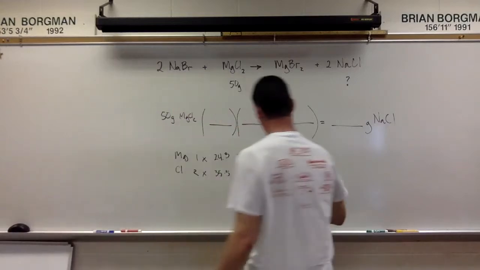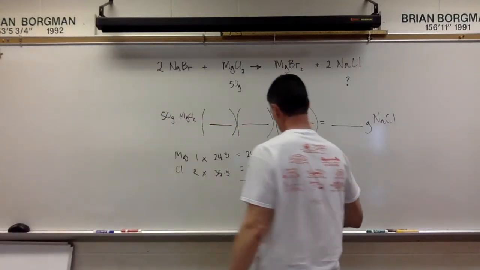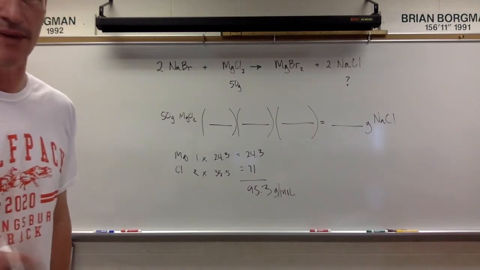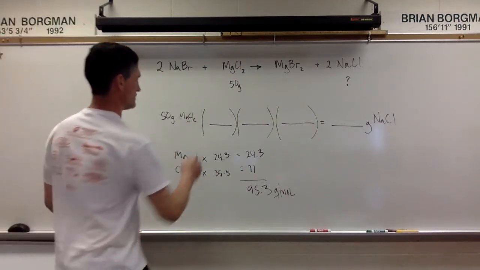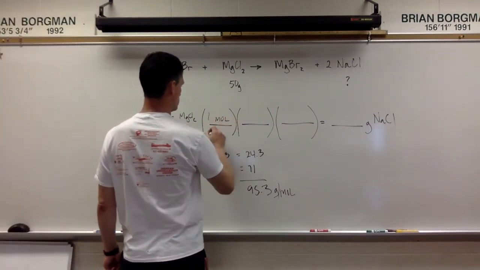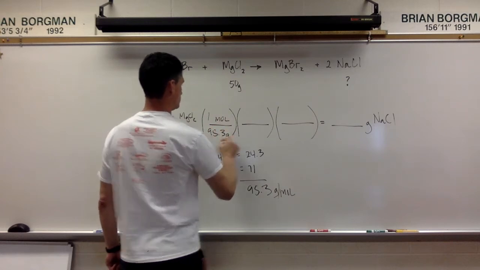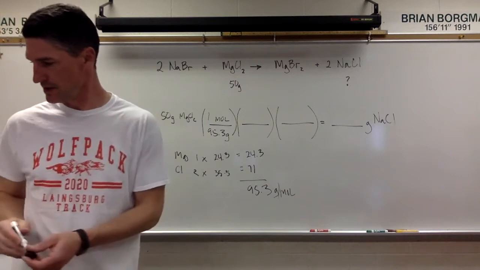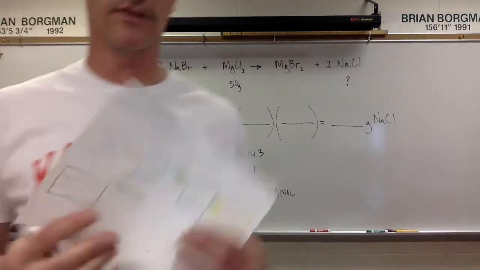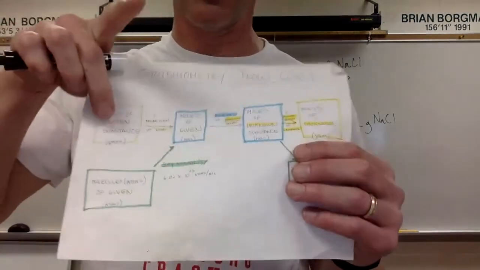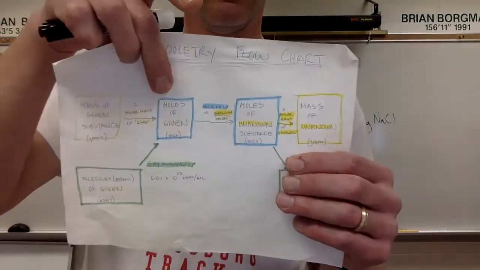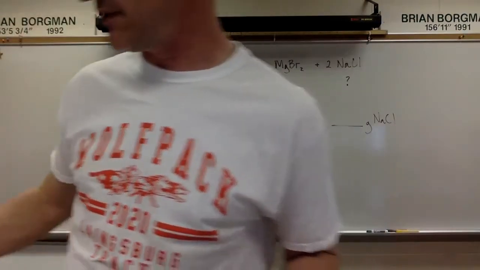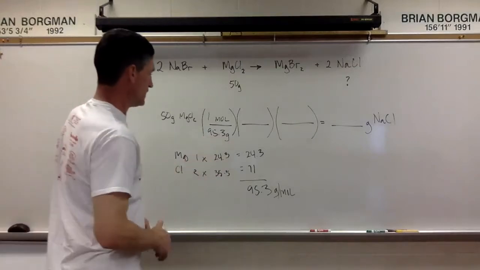This is the molar mass of MgCl2. So if I'm going to divide by the molar mass, I'm going to do this: 1 mole over 95.3 grams. If I were to stop right there, I went from here to here because I divided by the molar mass. So the answer that pops up in your calculator is going to be moles of the given. We don't want to stop there. We want to keep going.